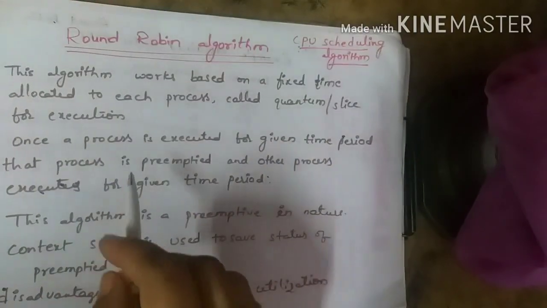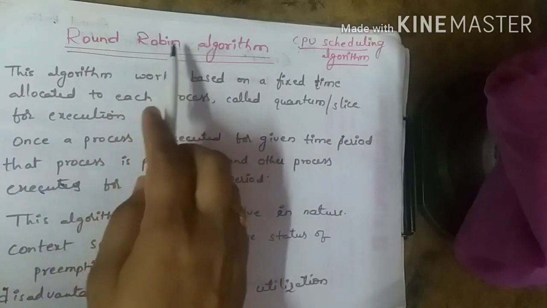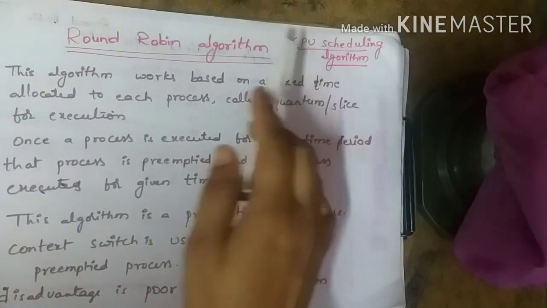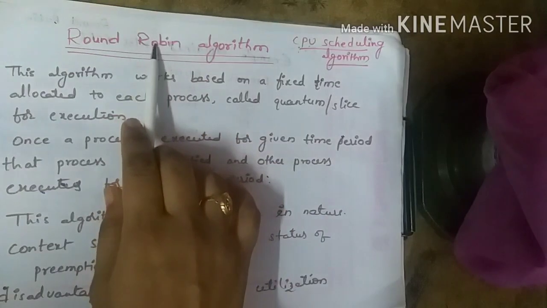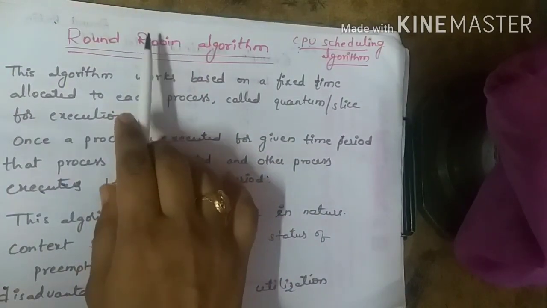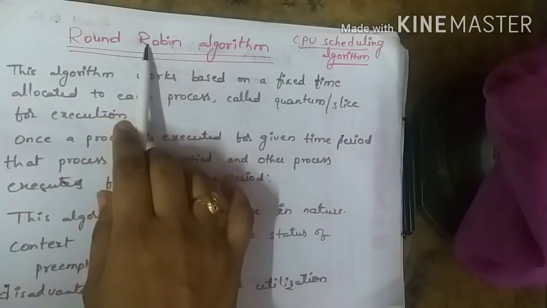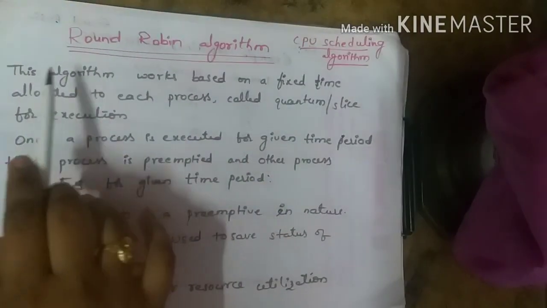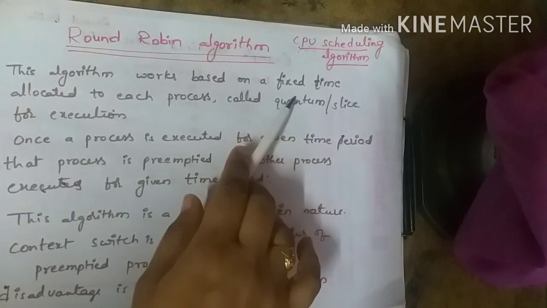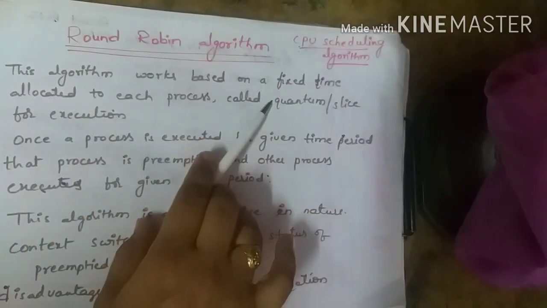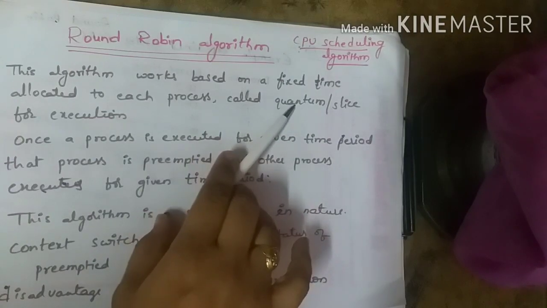Good morning all. Today we are going to discuss the round robin algorithm. This is one of the CPU scheduling algorithms. Already we completed the FCFS algorithm, SJF algorithm and priority algorithm. Today we'll see the round robin algorithm, and this algorithm works based on a fixed time allocated to each process. That time we can call the quantum or slice for execution.